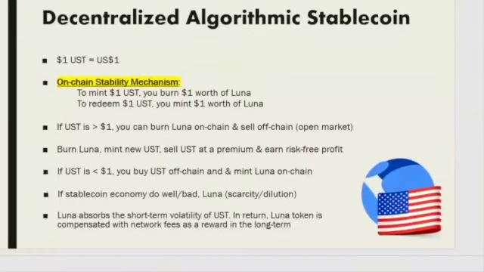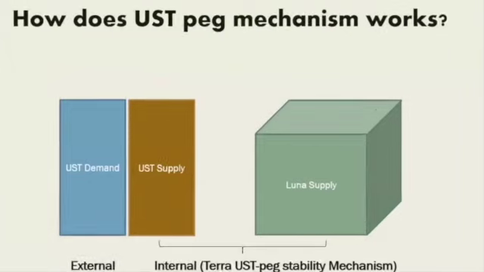So here is a diagram of how it works. Probably it's easier to understand. So let's say you have this UST demand and UST supply here. Right now it's at $1, right? So let's say a lot of people come in wanting to buy UST, and this UST demand would go up. So when it goes up, the peg will be broken already. It will not be $1, it will be worth $1.05. And how do we bring $1.05 back to $1?